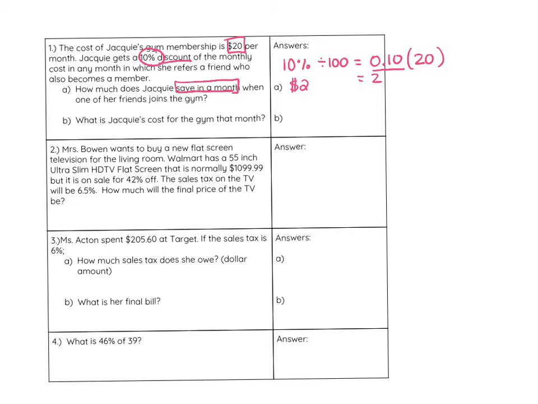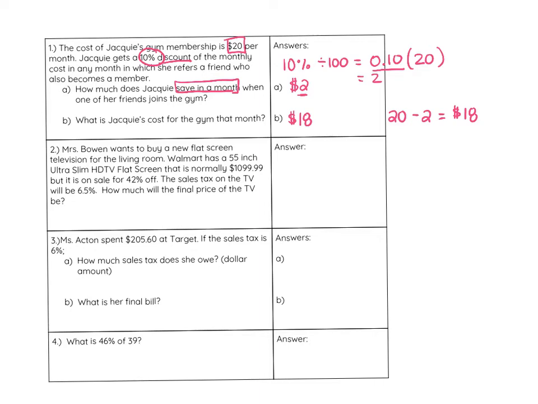The next part says, what is Jackie's cost for the gym that month? So how much is she actually paying? Well, think about it. She starts with $20 and she's saving 2. So 20 minus 2 gets us 18. So she's paying $18 that month.